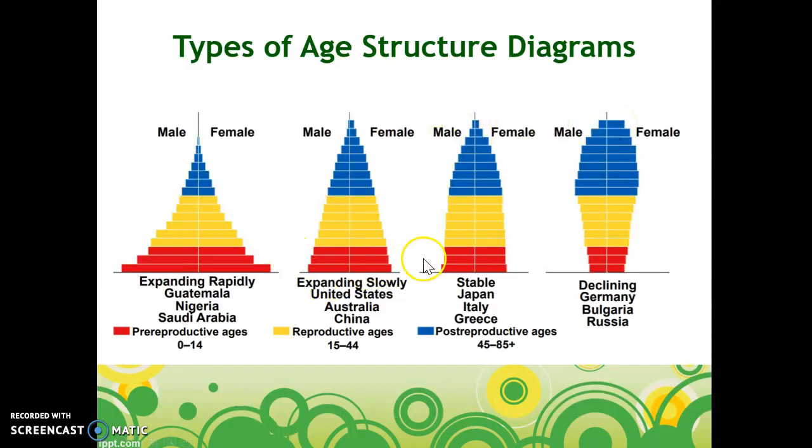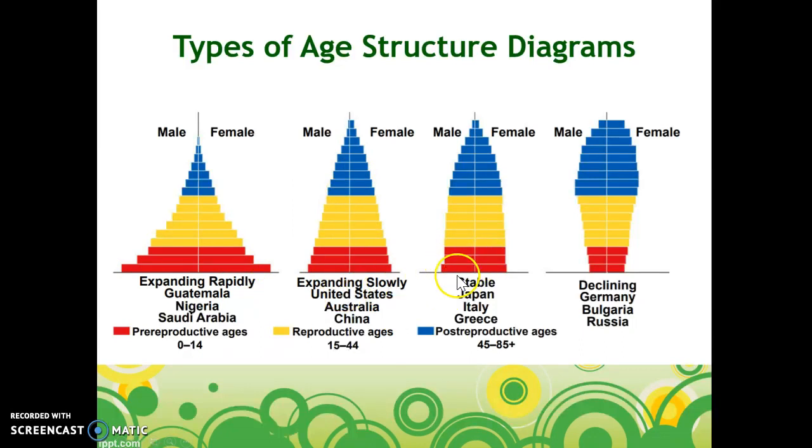The reason why these are growing or stable or declining is because if we look here at our rapidly expanding diagram, our pre-reproductive ages are bigger than our reproductive and post-reproductive age categories. What that means is that by the time they get to these reproductive years, there's going to be more people having more kids, and your expanding population is just going to keep growing outwards. Same is true for the expanding slowly.